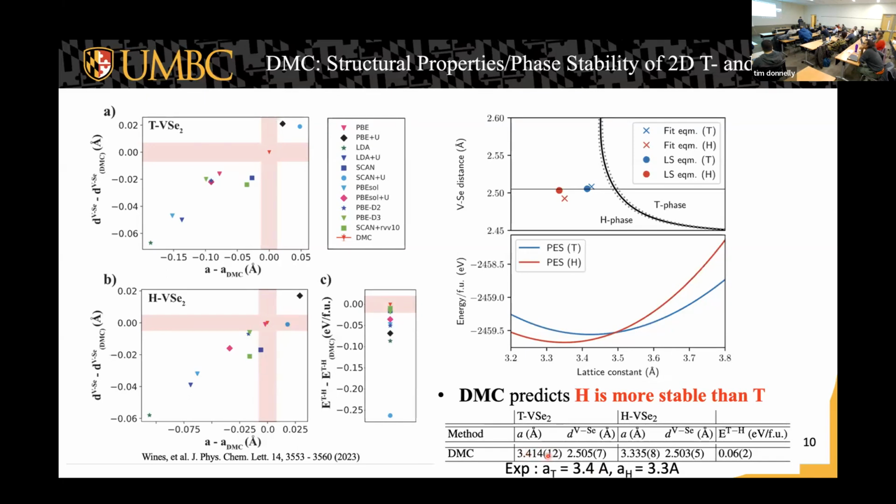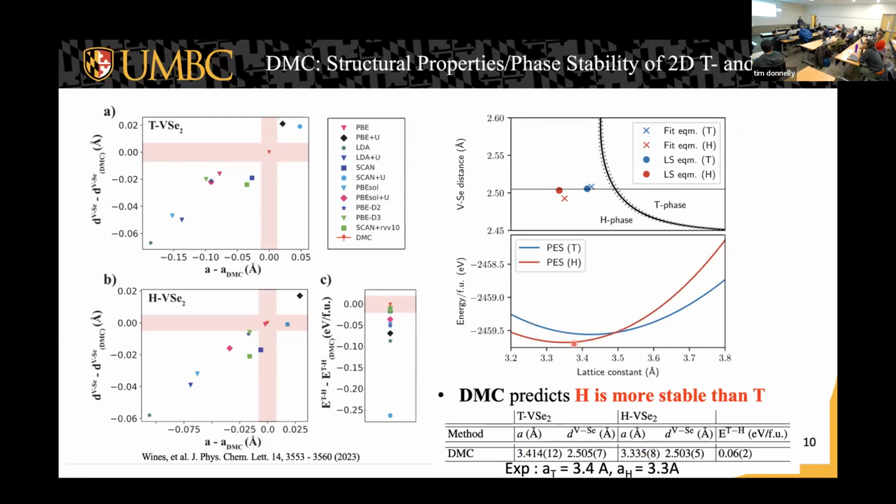We are literally very close to it. We are at 341, and for the H phase, it is the experimental value. Again, these are all substrates. And in the freestanding case, we are literally close to 335.